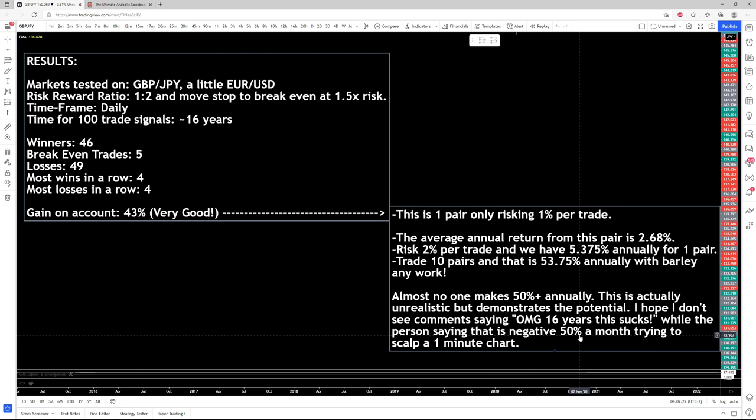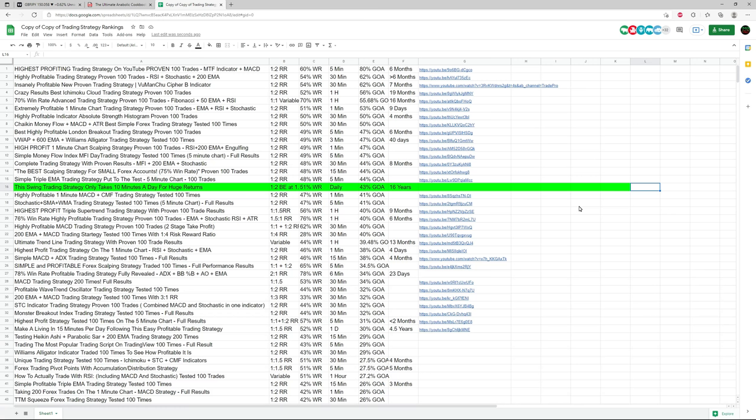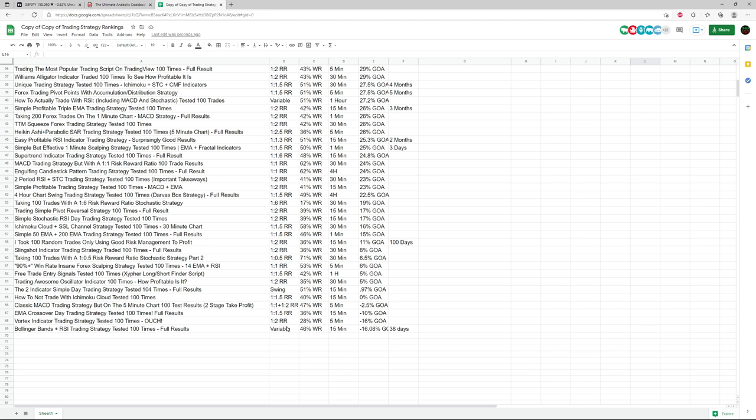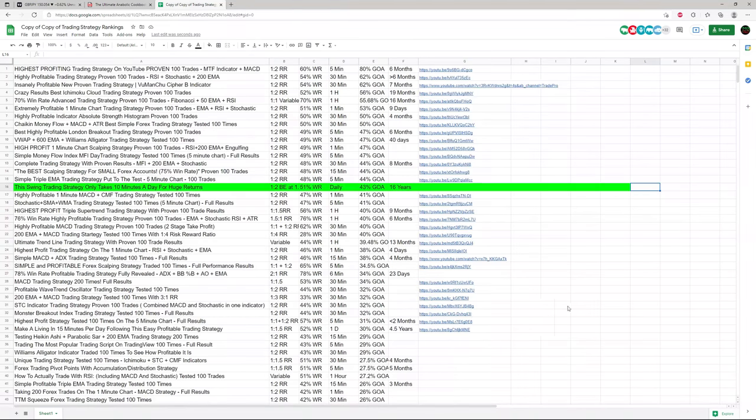So let's actually move on to the spreadsheet and compare it to some of the other results. This one did pretty well. Here it is on the spreadsheet compared against the 69 strategies that I've tested so far on this channel. There's actually a few more that I've tested and not put on the spreadsheet due to them being tested on paid indicators. So tons of strategies tested at this point, and this one still falls in the top 20 at spot number 16, 43% gain on the account. So doing extremely well. And again, 16 years doesn't matter.